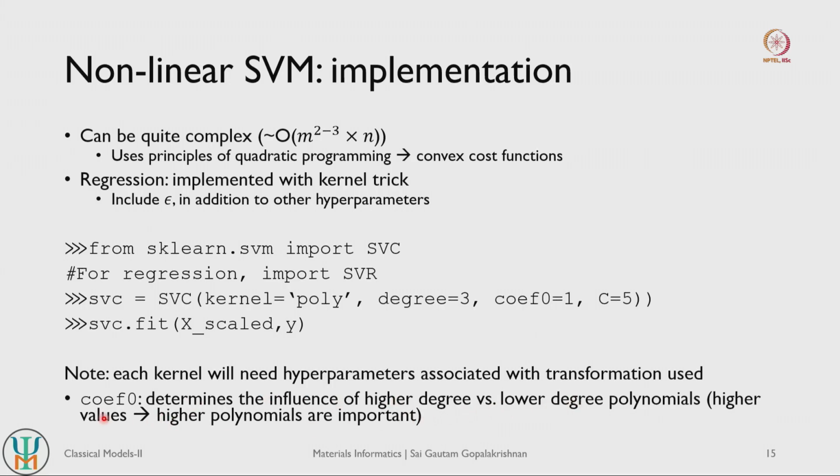In general, if you initialize higher values for this coef0, it assigns more weightage to higher degree polynomials. In other words, it increases the variance of your model if you have higher values of the coefficient, and C is of course your regularization hyperparameter. Generally, with lower values of C you have more regularization, and with higher values you have less regularization. Once you create an instance, fitting is fairly straightforward. You use your scaled features and your target variables here.